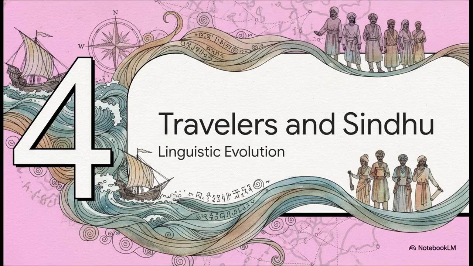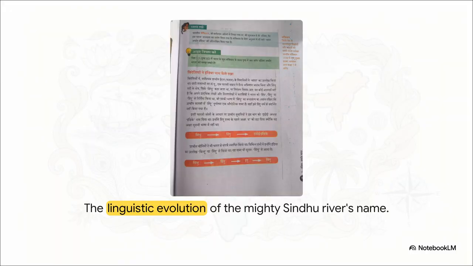All right, Section 4, Foreign Travelers and Sindhu. Let's circle back to that fundamental root word we discussed earlier, Sindhu. When foreign invaders, traders, and travelers started arriving from the west, they naturally encountered this massive river. But there was a catch. Their languages simply didn't have the exact phonetic sounds to properly pronounce the Sanskrit word Sindhu.